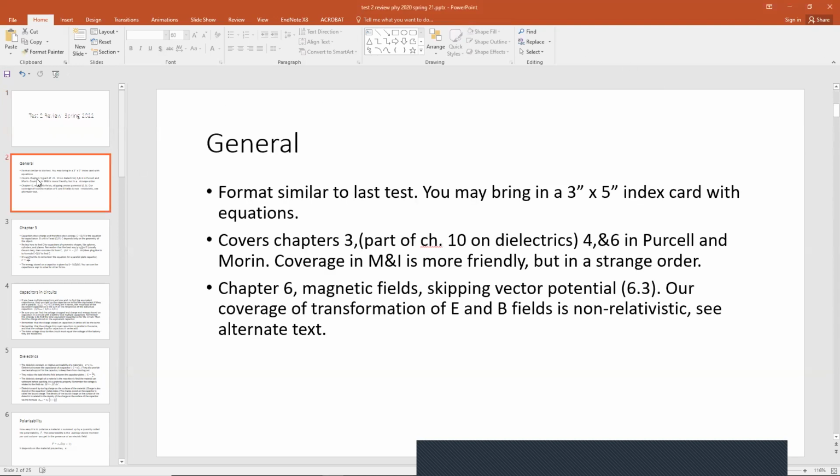Now, in general, the format's going to be real similar to the last test. You can bring in a 3-inch by 5-inch index card with equations, just like last time. And we're going to cover chapters 3, 4, and 6 in Purcell and Morin. There's a little bit of coverage of chapter 10 on the dielectrics for capacitance, which is from chapter 10 in Purcell and Morin.